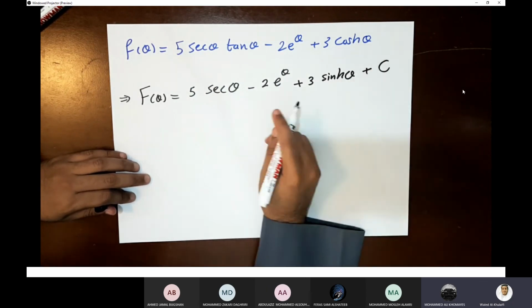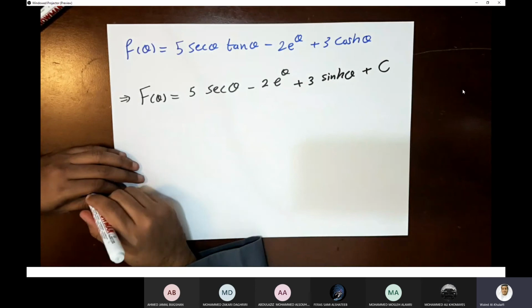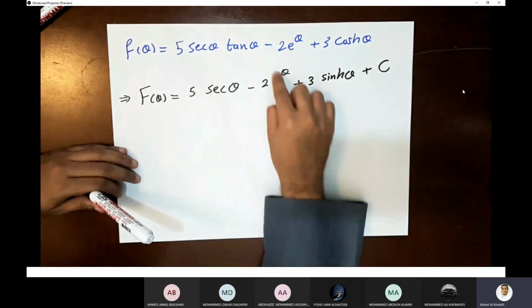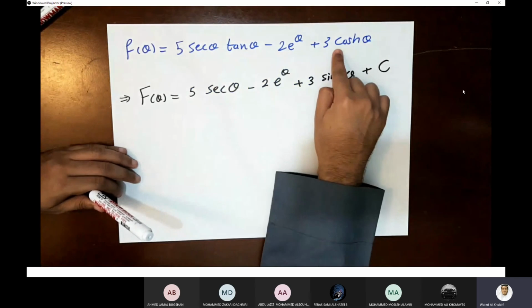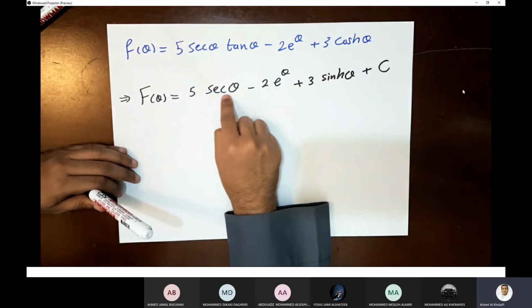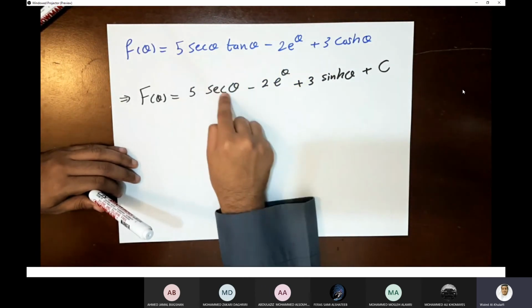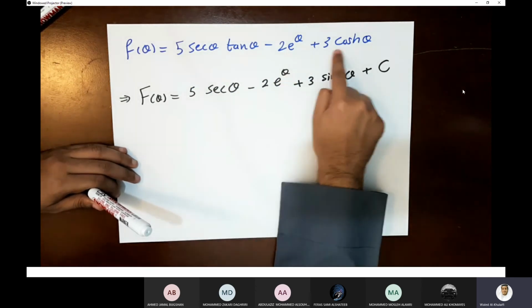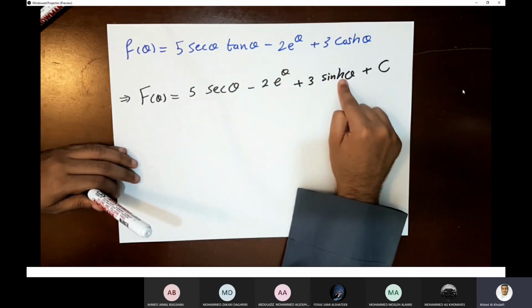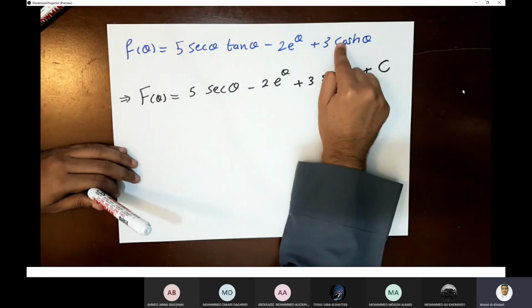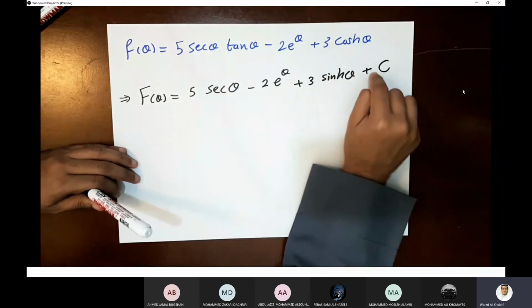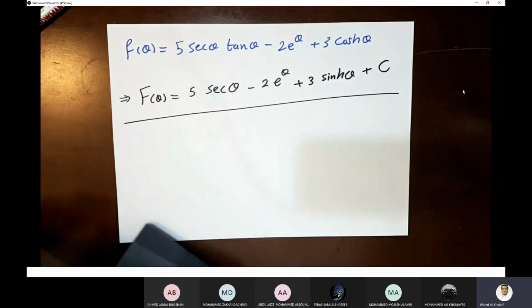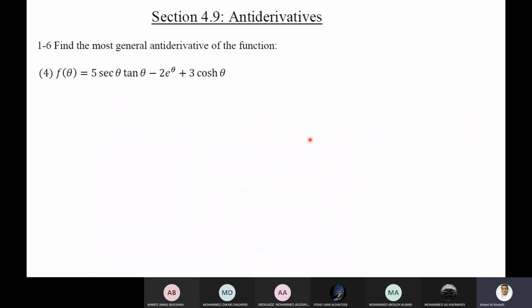Excellent. In fact, guys, if you're not sure about your answer, try to differentiate. If you recover this function, that's fine. What is the derivative of 5 secant theta? You're going to say 5 times the derivative of secant. I know it is secant tan. Derivative of this is this. Derivative of 3 sine hyperbolic theta is cosine hyperbolic theta times 3, and of course the constant will give you zero. So this is the most general antiderivative.